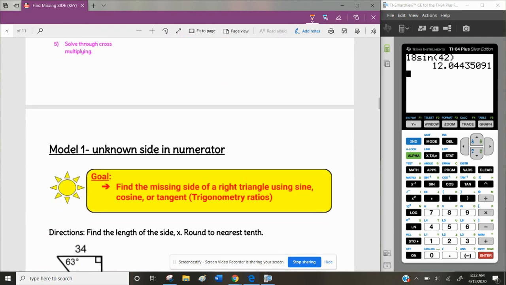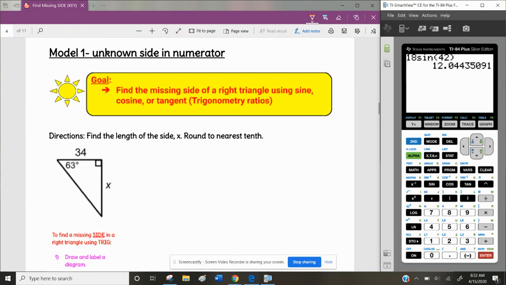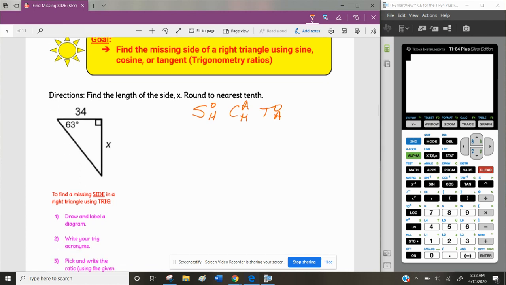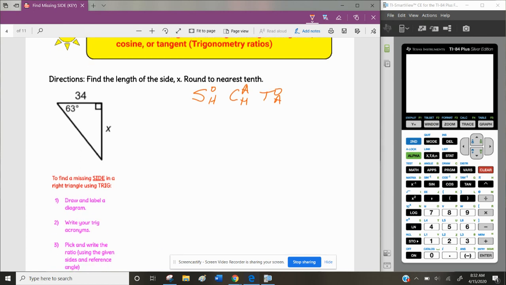So let's look at another example, another model that we can do here. So we're going to find the missing side of a right triangle. Our unknown is going to be in the numerator. So I'm going to write SOH CAH TOA down. I have a diagram, so I don't need to do that. All right, so now we need to look at the diagram and identify what information they gave us.